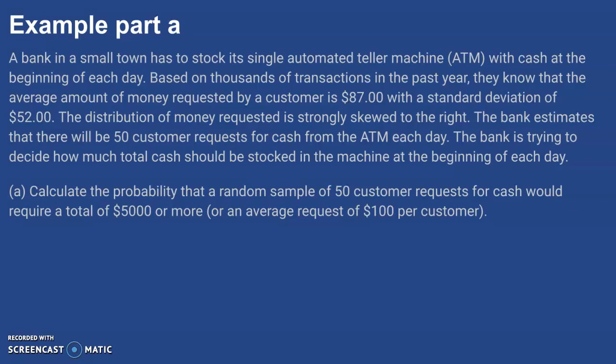The bank is trying to decide how much total cash should be stocked in the machine at the beginning of each day. So for part A, calculate the probability that a random sample of 50 customers for cash would require a total of $5,000 or more, or an average request of $100 per customer.